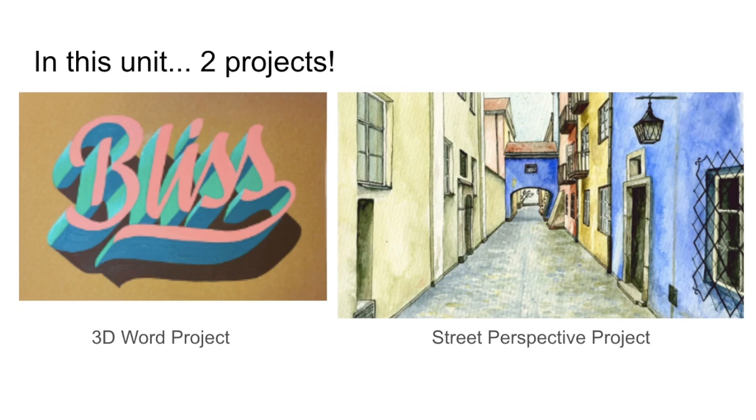In this unit, we're actually going to do 2 projects. The first one's going to be a little bit shorter and the second one's going to be longer. Our first one, we're going to create a 3D word. And then our second one is we're going to do a street perspective. So both of them are one-point perspective projects.